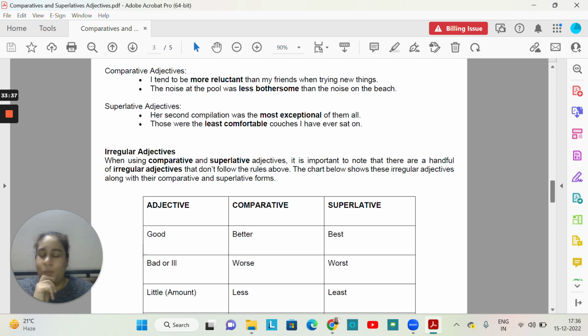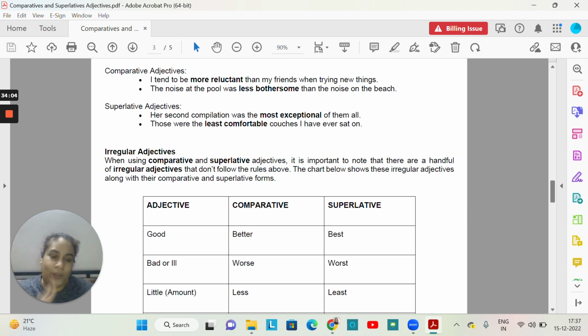The only thing is, it gets a little dicey over here when you have a 2 syllable adjective. Then you need to understand with the sound sometimes, if you want to go with ER, EST, or you stick to the more or less part in comparative and most and least for superlative. Otherwise, the rules are again simple. If you have a Y, strike out the Y, add an I to it, ER for comparative, EST for superlative. End of the story. That's it.